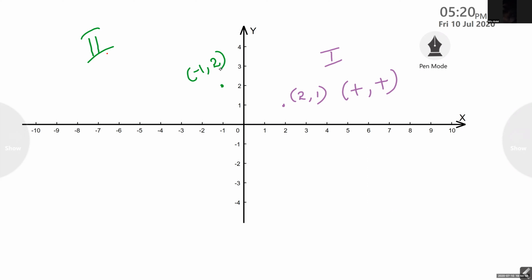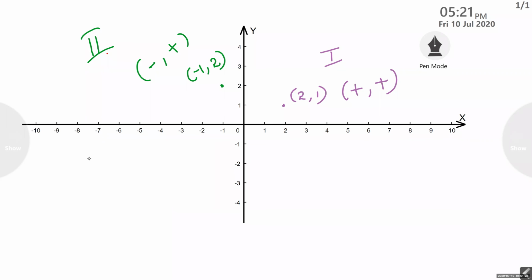Negative and positive. We can understand that by looking at the real number line. See, number line sign. In the second quadrant, x is negative and y is positive. Isn't it? Second quadrant, x is negative and y is positive. Like that also you can understand. Clear?